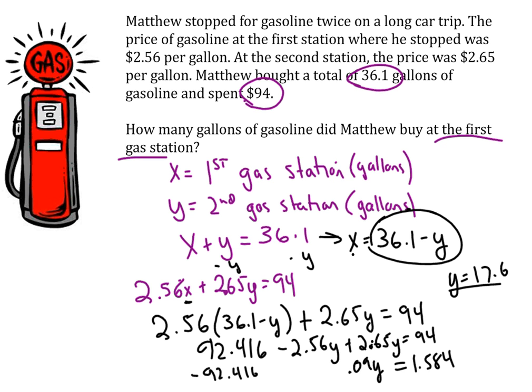All right, at the first gas station, how much did he buy? Well, if I take 36.1 minus 17.6, x is equal to 18.5. So at the first gas station, he bought 18.5 gallons. At the second gas station, he bought 17.6 gallons.